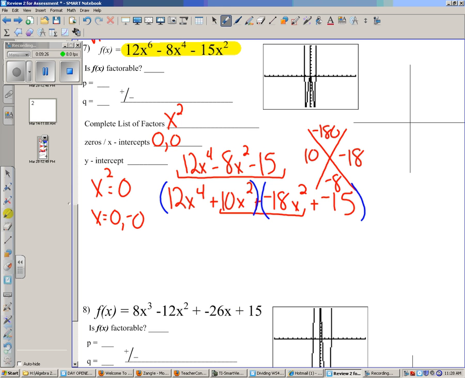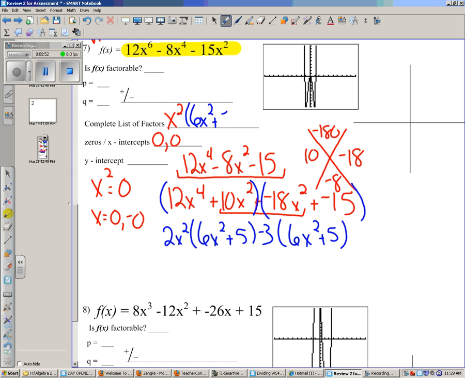In my first set of parentheses, I can take a 2 and an x squared out, and when I do that, I'm left with 6x squared plus 5. And that means I need the same on the other set of parentheses. So what am I taking out of that to get to 6x squared plus 5? I'm taking out -3. And now I can add those into my complete list of factors. So joining the x squared will be the 6x squared plus 5.